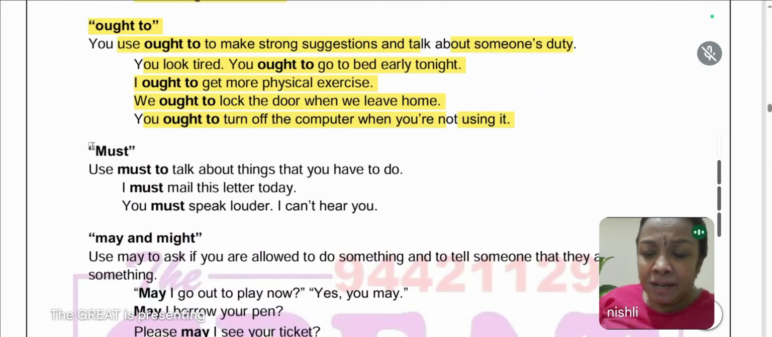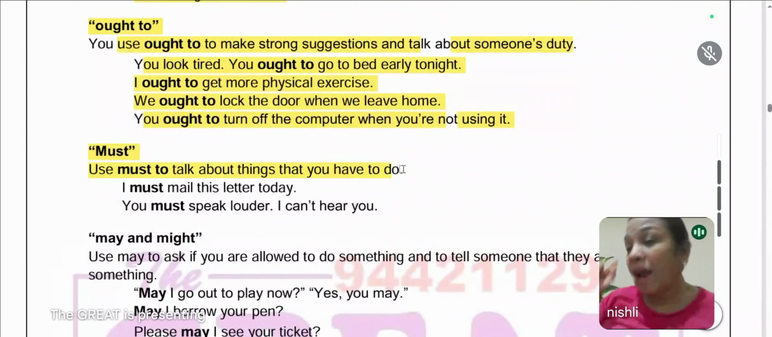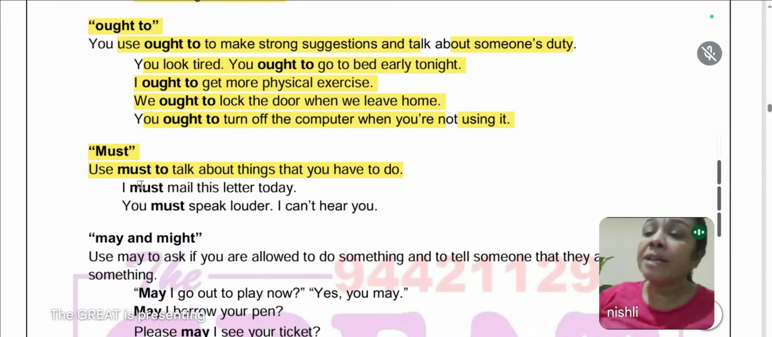Next is must. Must is used to talk about things that you have to do. As I told you, you must do the homework. You must be there on time for today's meeting. So must is generally an order, where the other person has no choice but to obey the command. Okay, so that is where must is used.